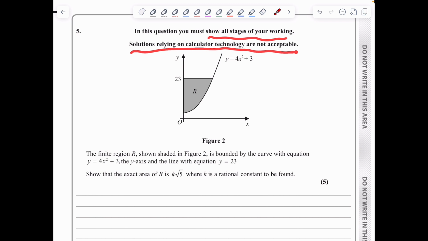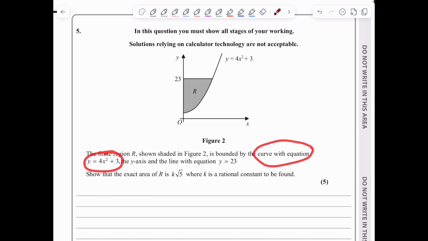In question 5, we are told to show all stages of the working, and solutions relying on calculator technology are not acceptable. Well, we are given the finite region R, shown shaded here. It is bounded by the curve with the equation y is 4x squared plus 3, the y-axis, and the line with the equation y is 23. And we need to show that the exact area of R is k root 5, where k is a rational constant to be found for 5 marks.